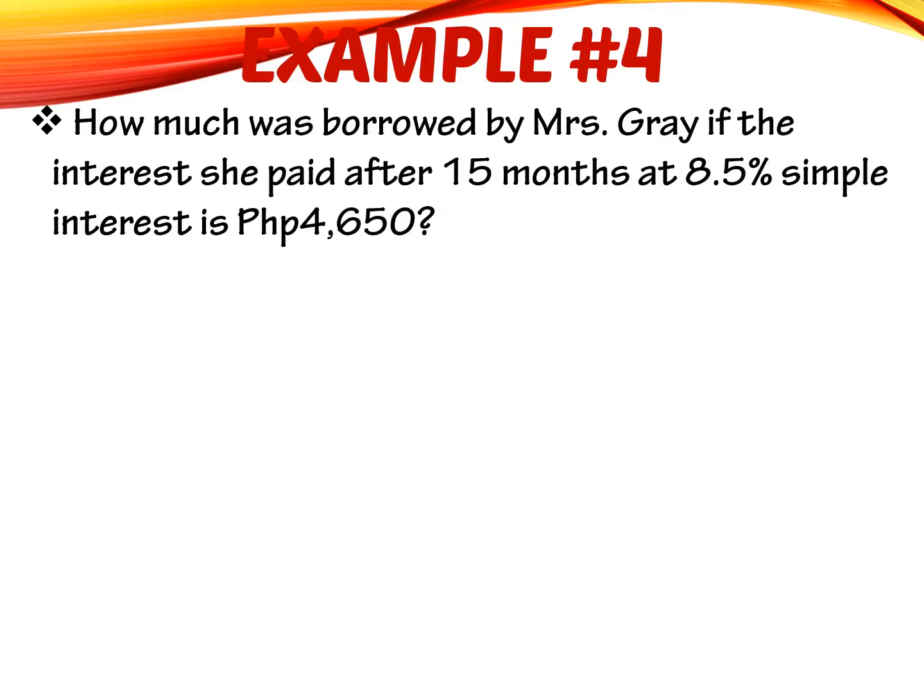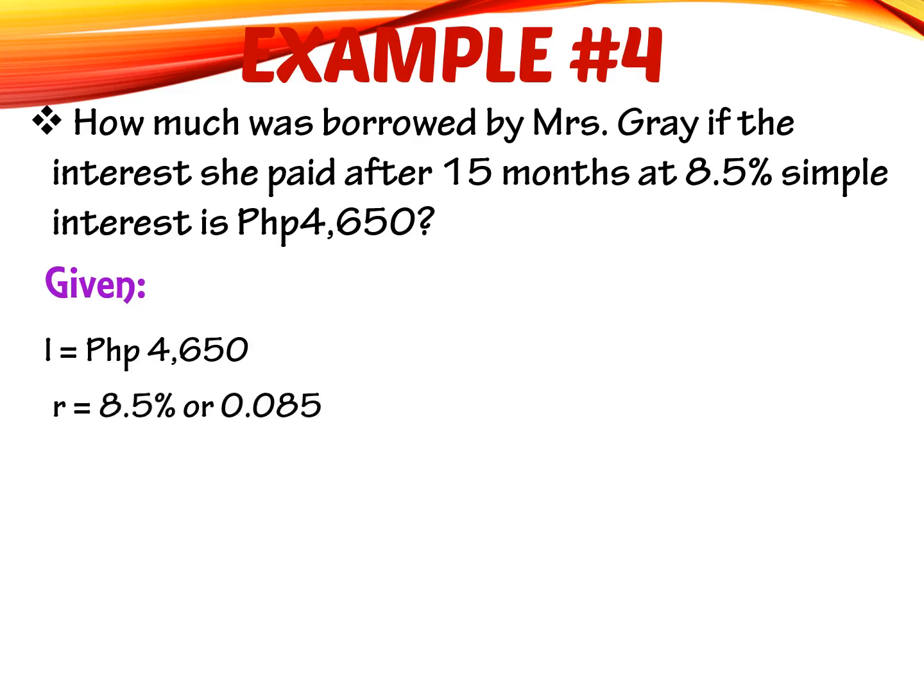Okay, let's have another example. How much was borrowed by Mrs. Gray if the interest she paid after 15 months at 8.5% simple interest is 4,650? Okay, analyzing the problem, we have here the given. So, your 4,650 is the interest, simple interest. And then we have 8.5%, that will be your rate converted to decimal, that is 0.085. And then for the time, you have 15 months. We have to convert this one into years. So that we will divide it by 12. So that will be equal to 1.25 years.